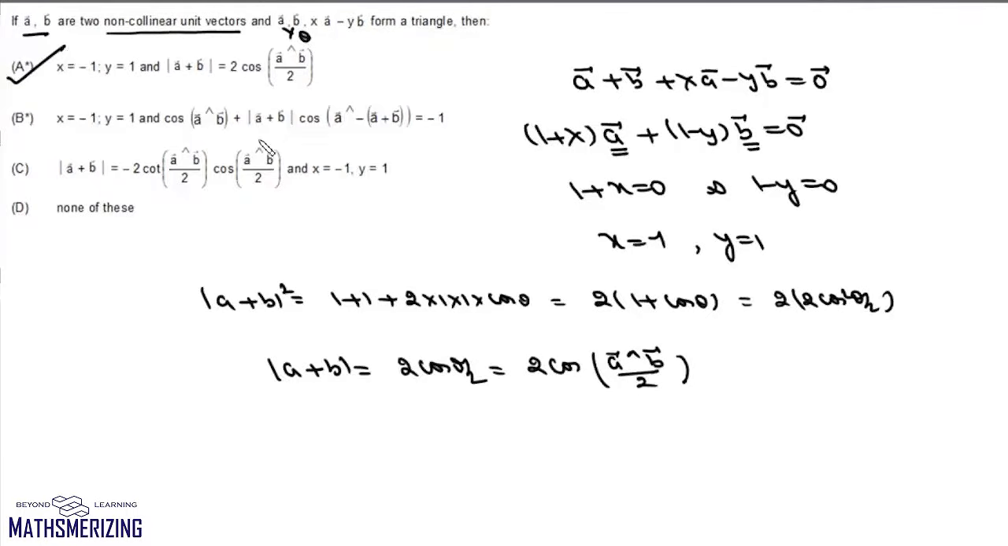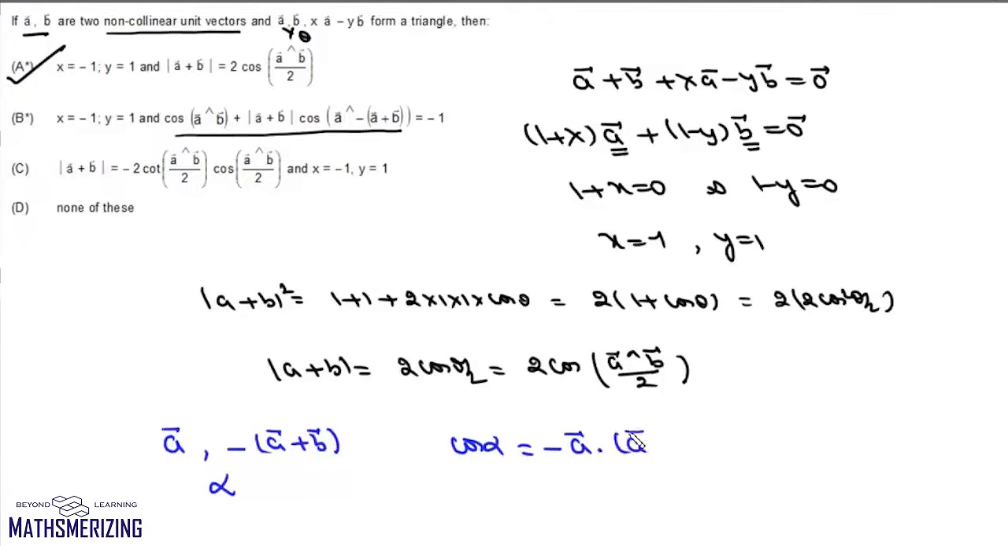Now for the second part, we need to evaluate this second expression, and for this we'll first find the angle between vector A and minus vector A plus B, and let this angle be alpha. So we can write cos alpha, and cos alpha will be A dot, we'll take this minus here, A plus B, upon mod A and mod A plus B.